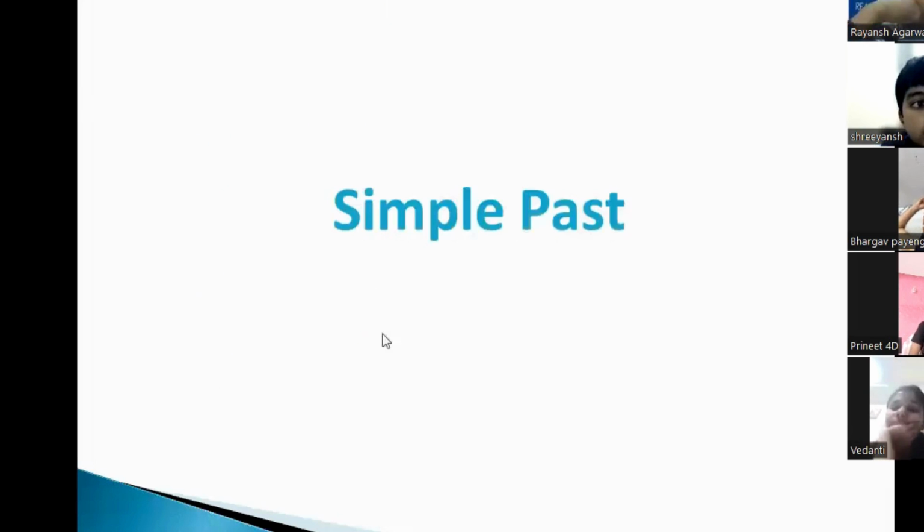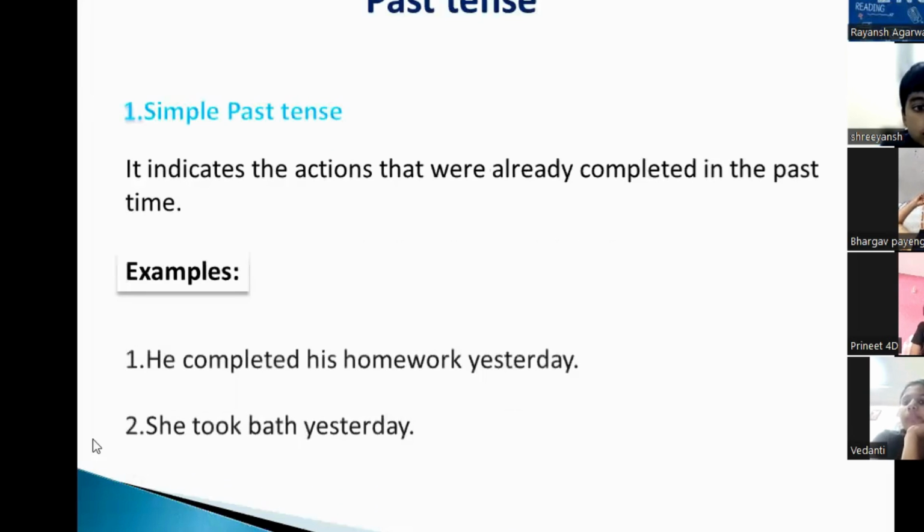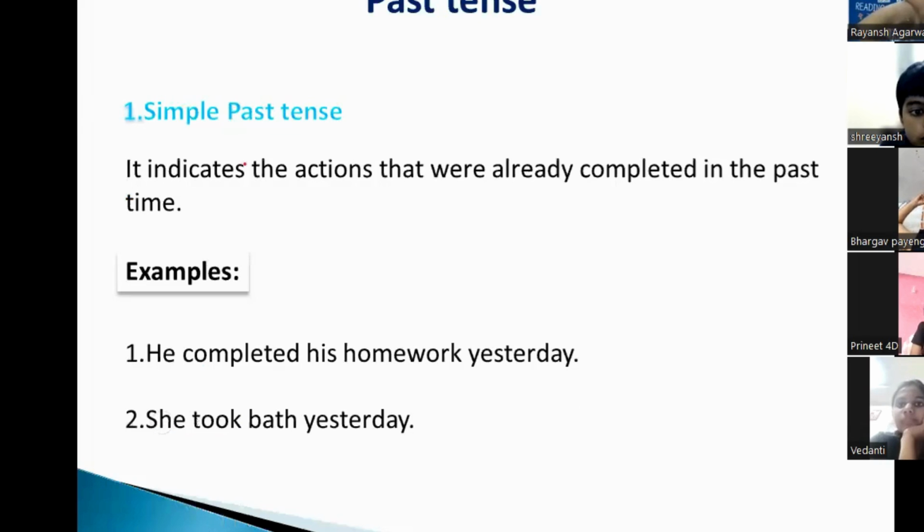So yes, simple past tense. What does it indicate? It basically represents the actions that were completed in the past. Don't get confused between the present perfect tense and simple past tense. Though both of them are representing the actions that were completed, simple past tense indicates the actions that were completed a long time ago in the past, like yesterday, last Friday, last year, like that. Understood, everyone?